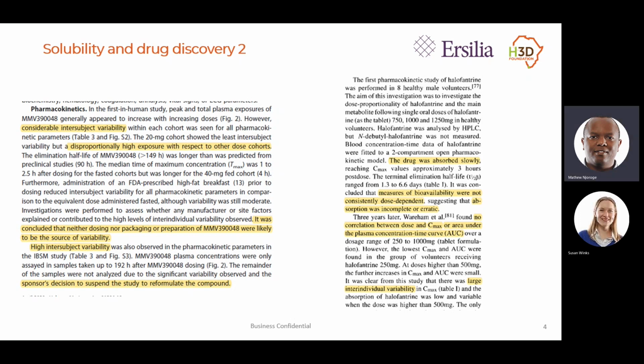And so formulations will help up to a point, but at the end of the day, if there is anything we can do in the design of the compound to factor in solubility, then that's always better, and it will save you a lot of time in having to do formulation screening at the end of the process.